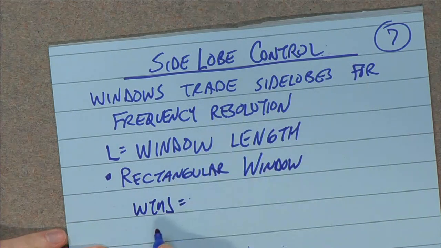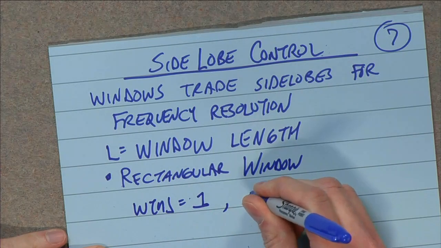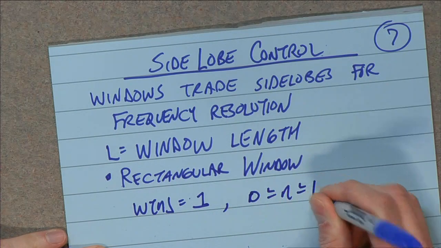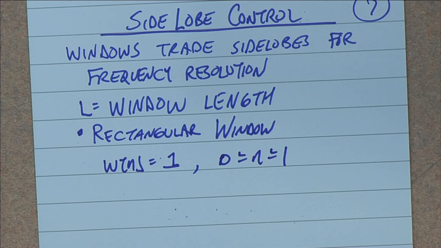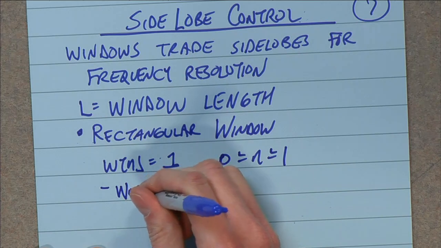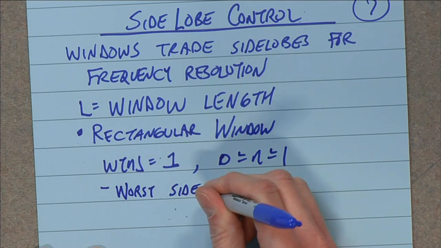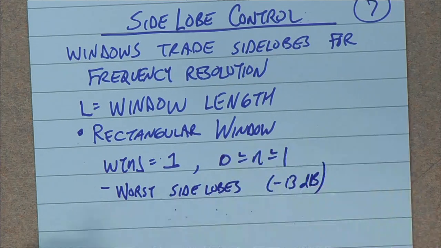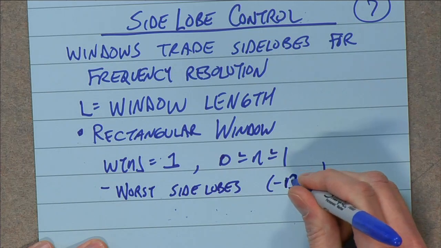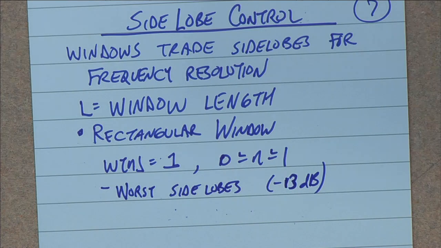What is that? It's just 1 for all samples. So this will be multiplied times your input x of n, and it's all 1s, so it doesn't affect it. Well, this has several properties. As it turns out, it has the worst side lobes, which we're going to see, which are the minus 13 dB side lobes. So whatever the main lobe peak or main energy is in the signal, it will have side lobes that are 13 dB down near it, so it could obscure other signals.